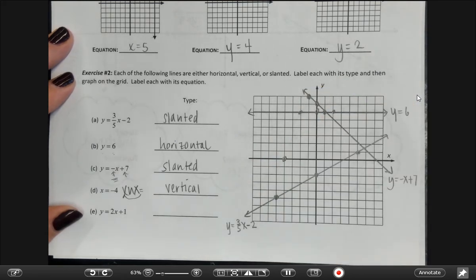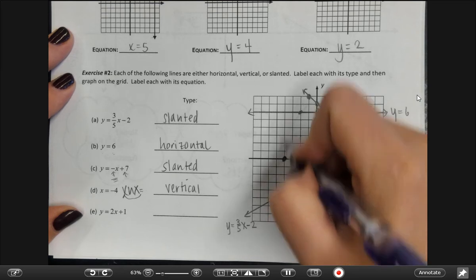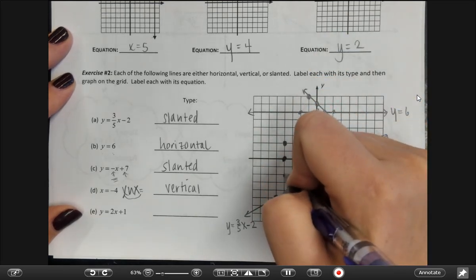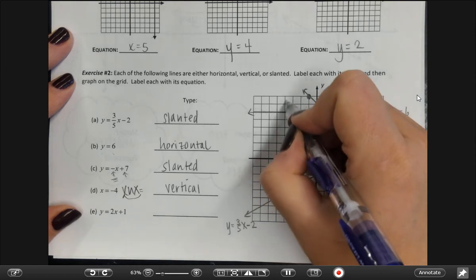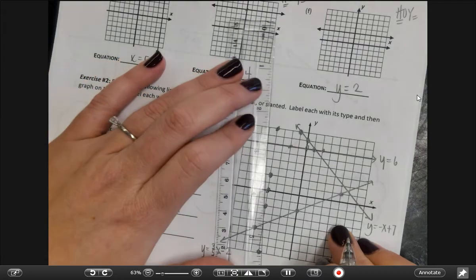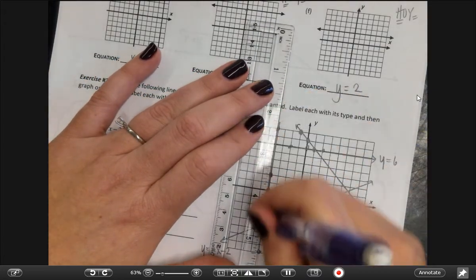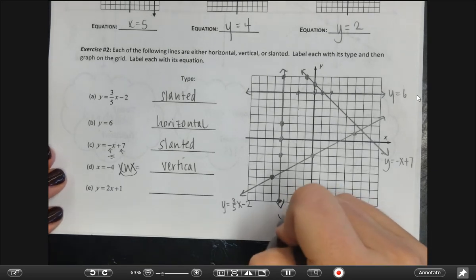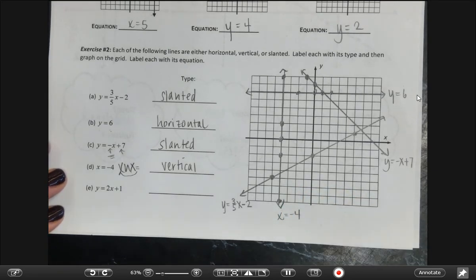Where else is x equal to -4? X equals -4 all along this. So this would be -4, 2. This would be -4, -2. This would be -4, 8. This would be -4, -8. Okay, so all this line, okay? And this is x equals -4.